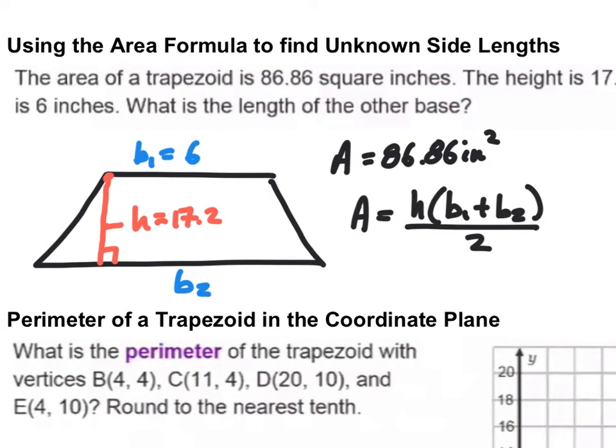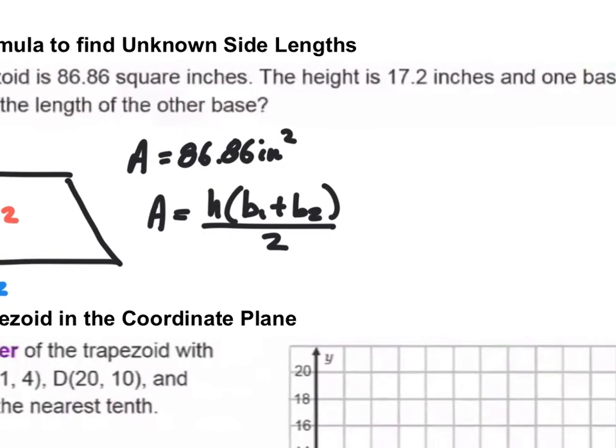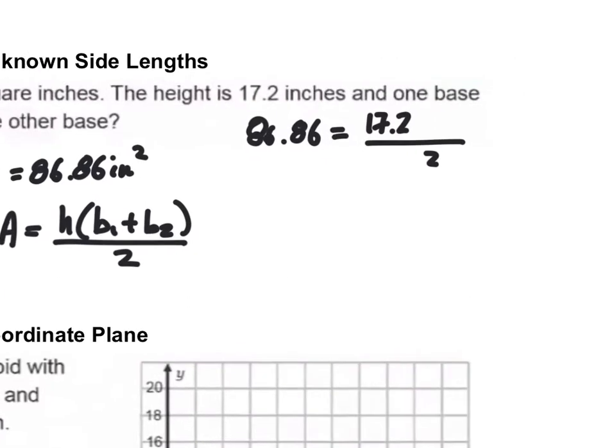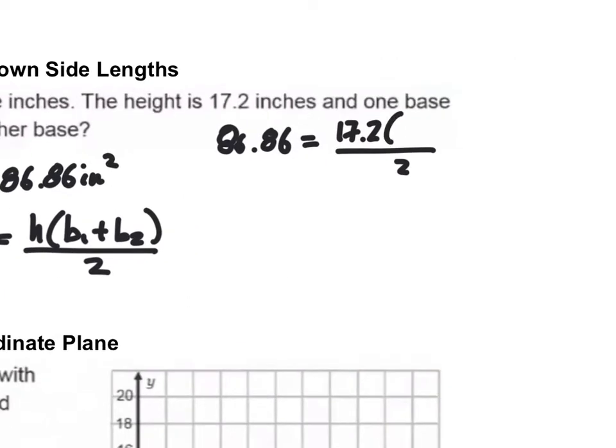Because I have my area, I'm going to substitute 86.86 into my A value. I'm going to plug in 17.2 into my height value, and I'm going to plug in 6 into my b sub 1 value, and I need to solve for b sub 2. So let's do that: 86.86 is equal to 17.2 divided by 2, times 6 plus b sub 2.